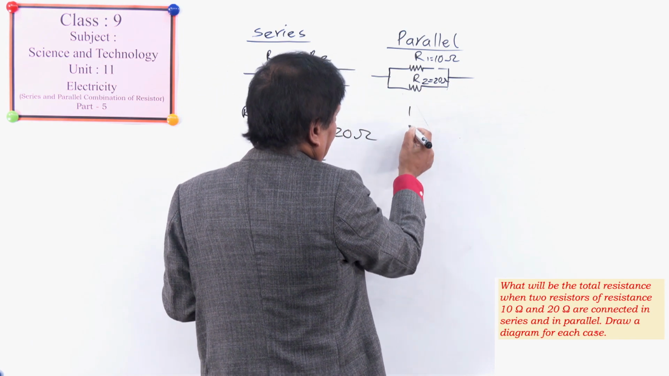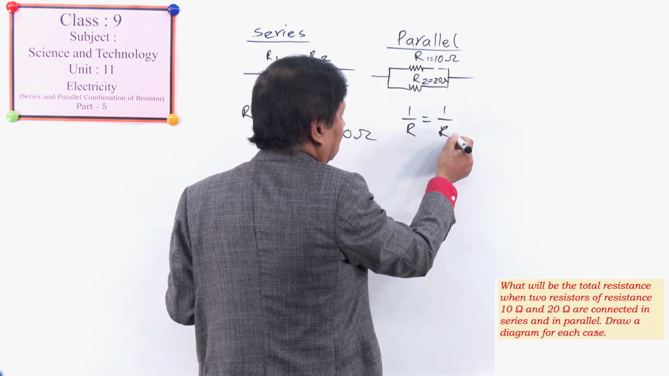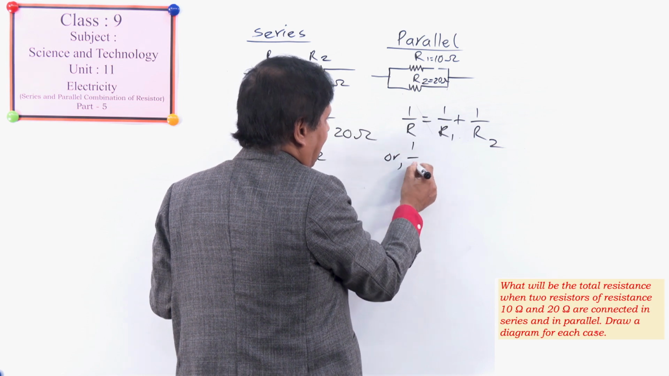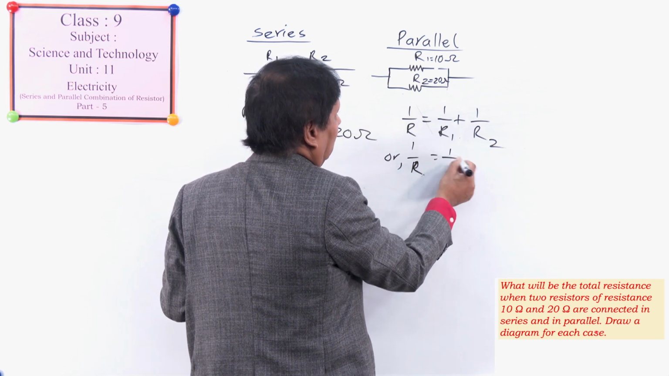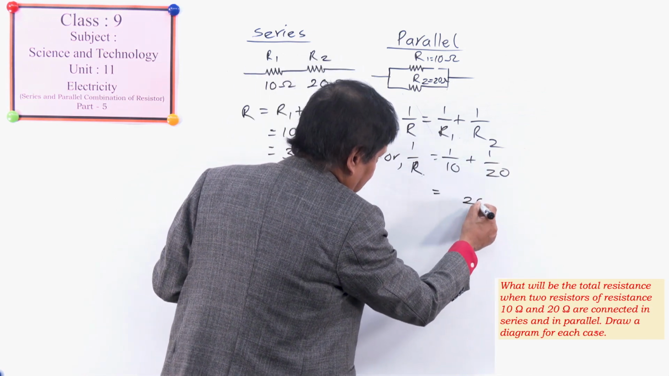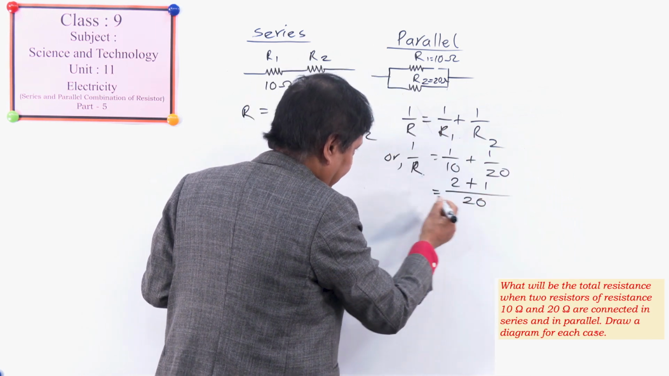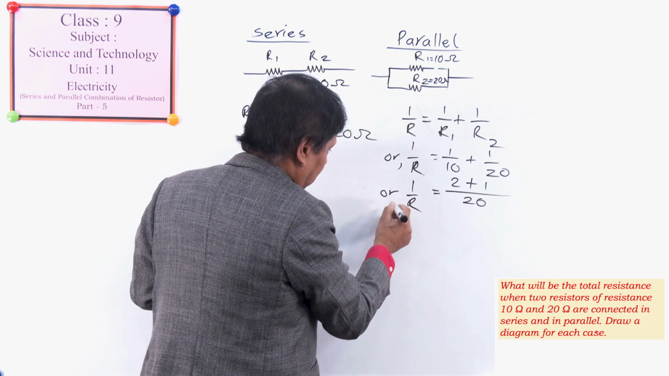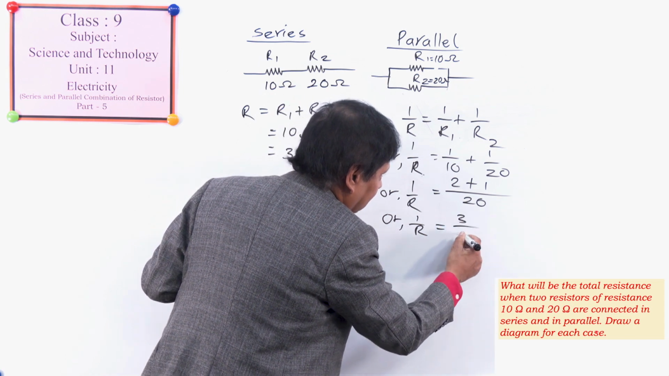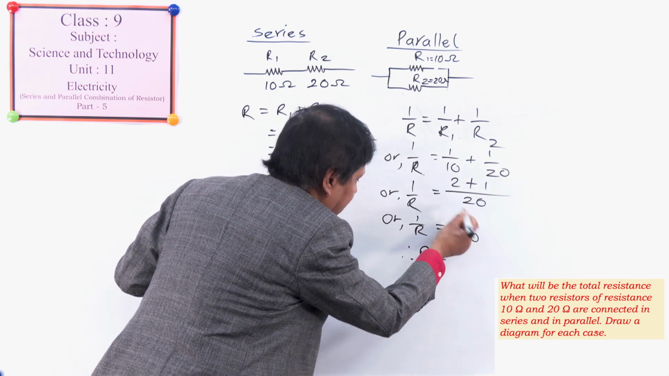Here the reciprocal of the total resistance is equal to the sum of the reciprocals of each resistance. That's why 1 by R is equal to 1 by 10 plus 1 by 20. On the right hand side, if 20 is taken as LCM, then 10 2s are 20 plus 1, or 1 by R is equal to 3 by 20, and therefore R is equal to 20 by 3.